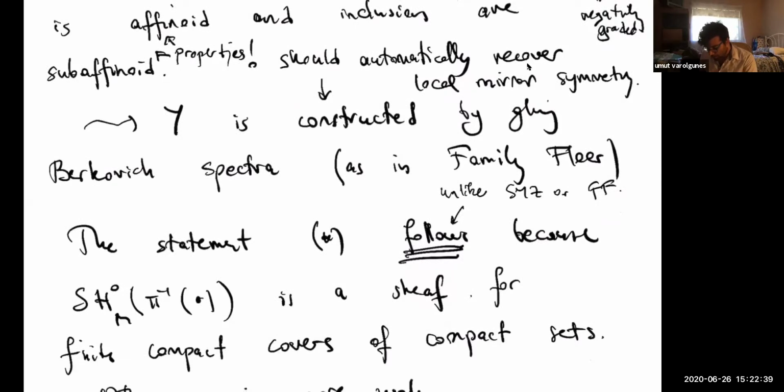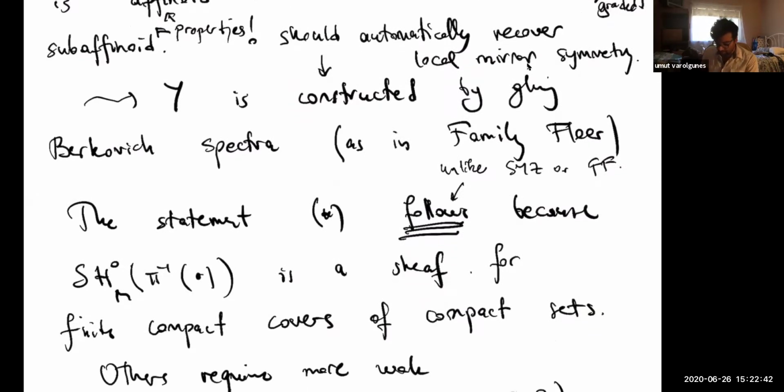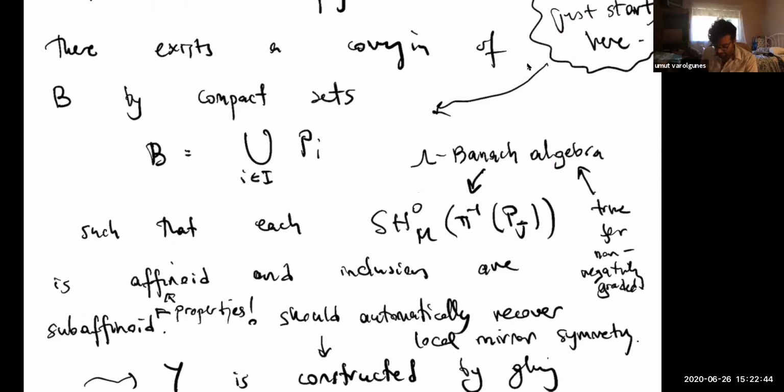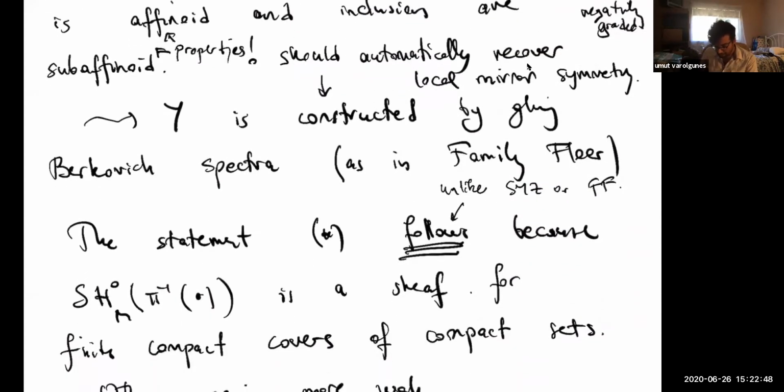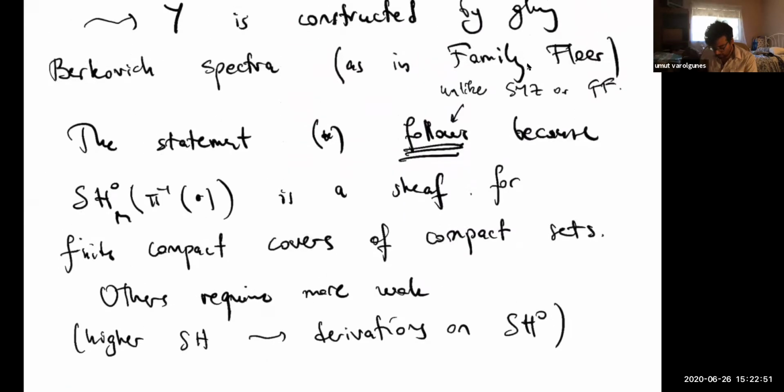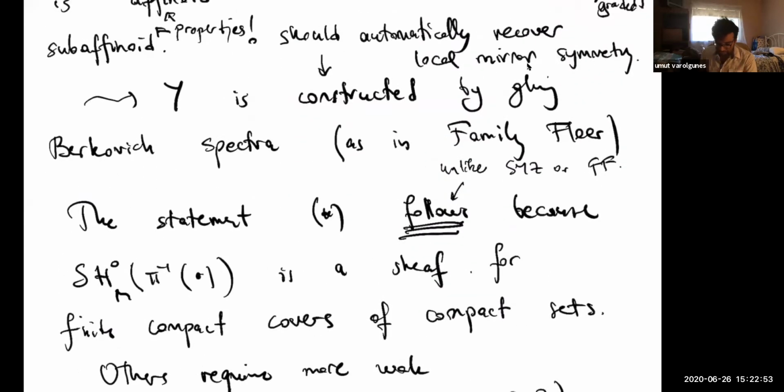Okay. So now, if this assumption holds, where I have this covering with SH0 rings becoming affinoid rings, then I want to construct my analytic mirror by just gluing the Berkovich spectra of these SH0s. And this is very similar to what happens with family Floer. I don't think that there's something very new in this procedure.